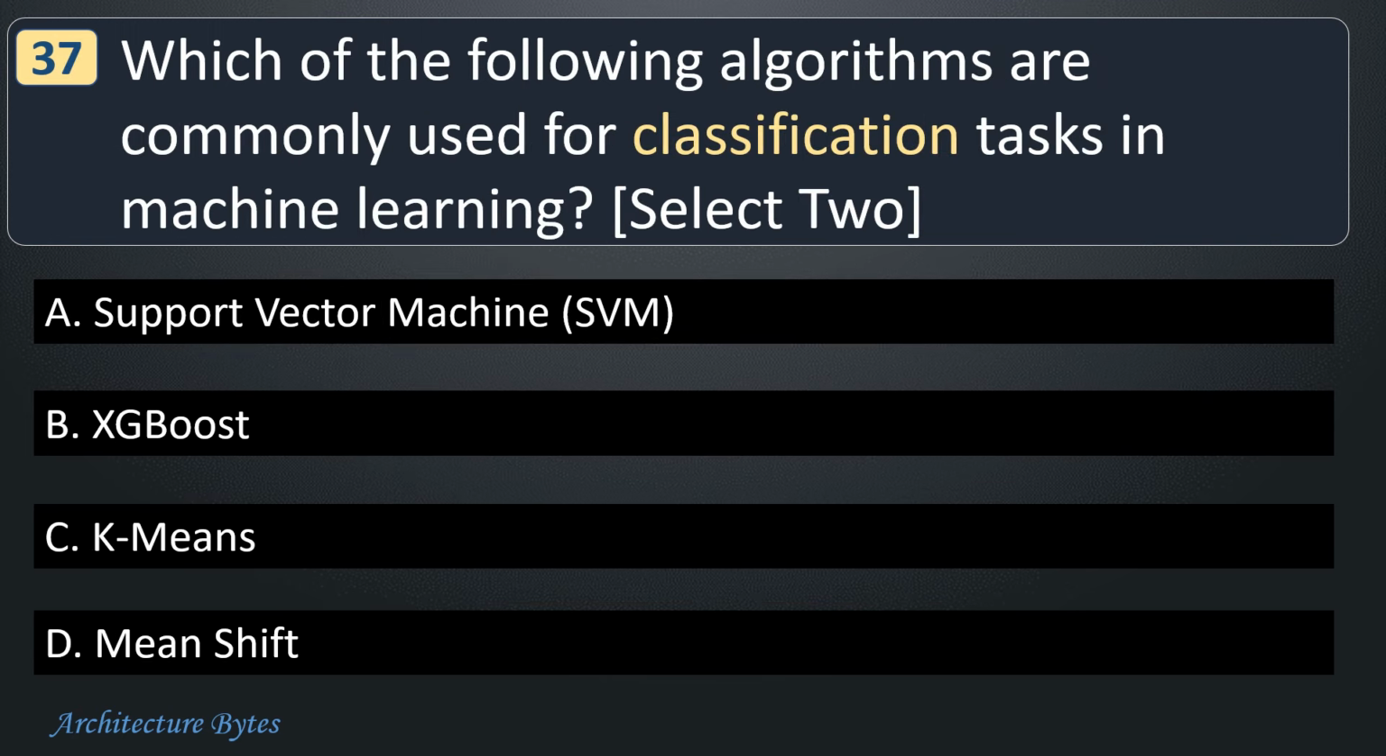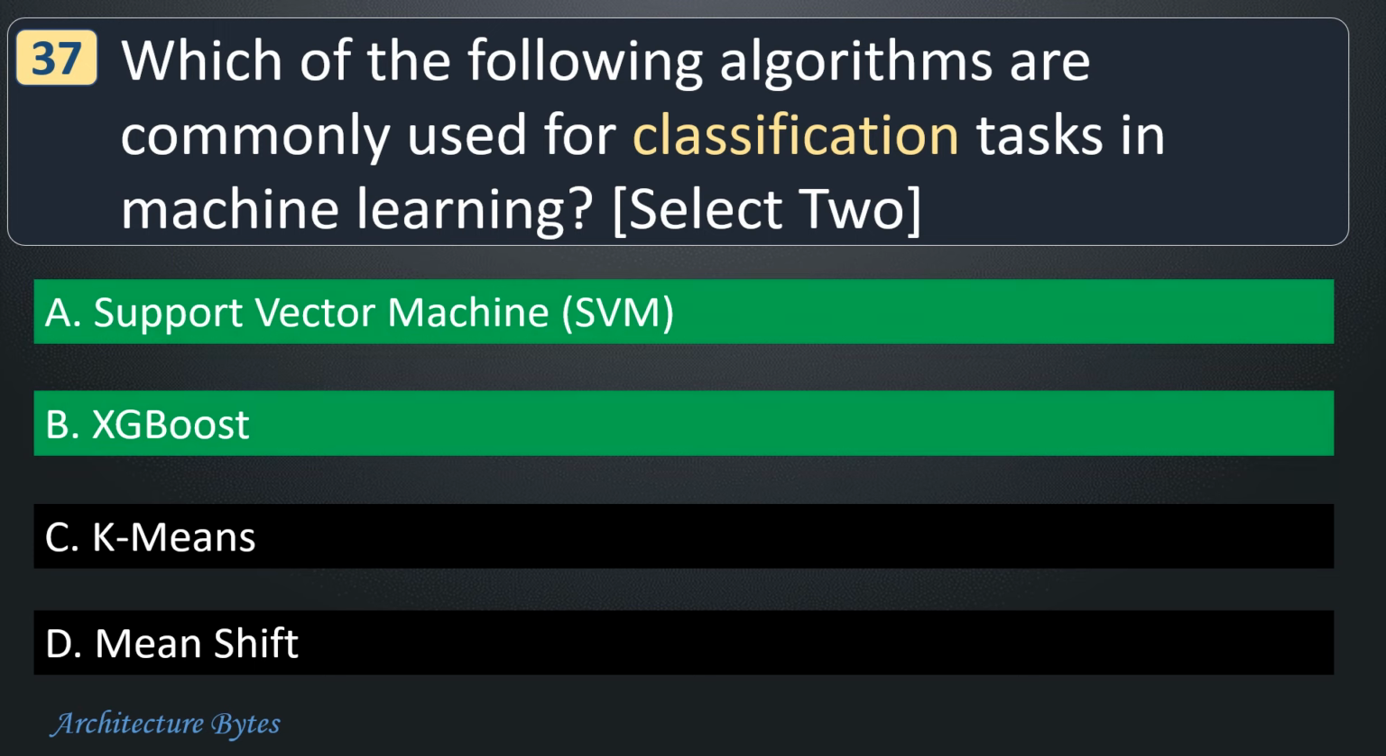Which of the following algorithms are commonly used for classification tasks in machine learning? Our options are support vector machine, XGBoost, K-means, or mean shift. Option A, SVM, and B, XGBoost are the right answers here. Both SVM and XGBoost are supervised learning algorithms primarily used for classification, while K-means and mean shift are unsupervised learning algorithms primarily used for clustering.